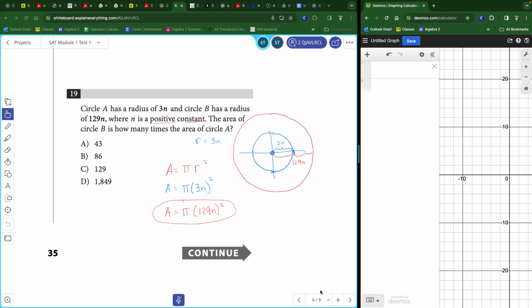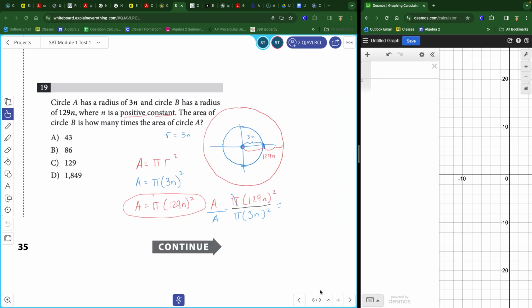Okay, so we're just going to take these two. So let's take the red one. We'll put it in the numerator of a fraction: pi times 129n quantity squared over the blue one. That's how you do division here. Sometimes we just write them as fractions. And let's just simplify this. Let's find out what this ratio of A red to A blue is.